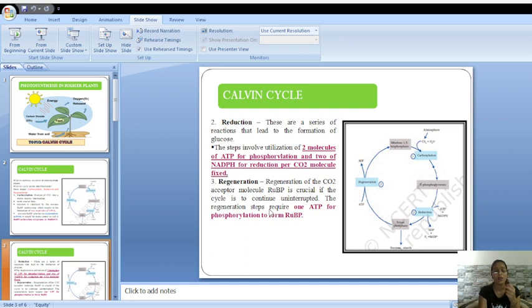Okay, now coming to the third step, that is regeneration. Regeneration of the CO2 acceptor molecule RuBP is crucial if the cycle is to continue. Now we have formed glucose, we have got the product, right? Now we want RuBP, the molecule which we are using as intermediate, we want that back. So for the regeneration of RuBP, one molecule of ATP is utilized for the phosphorylation, to form RuBP.